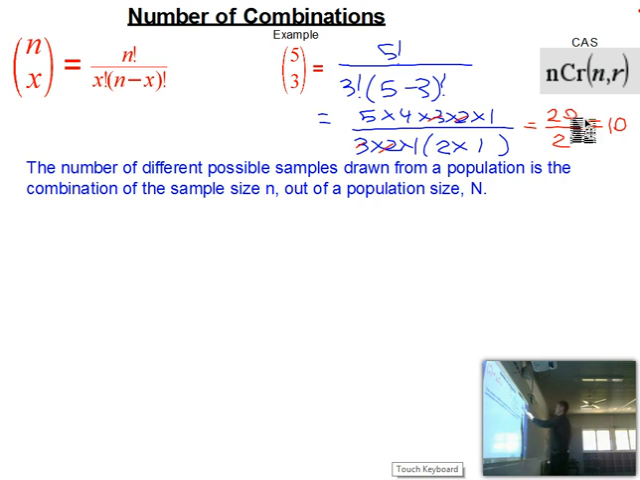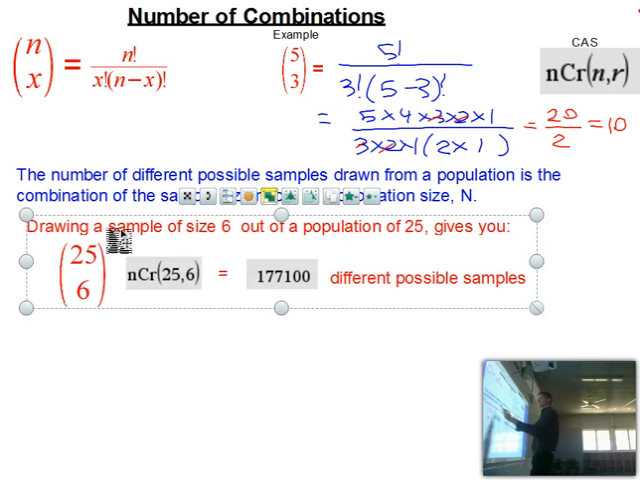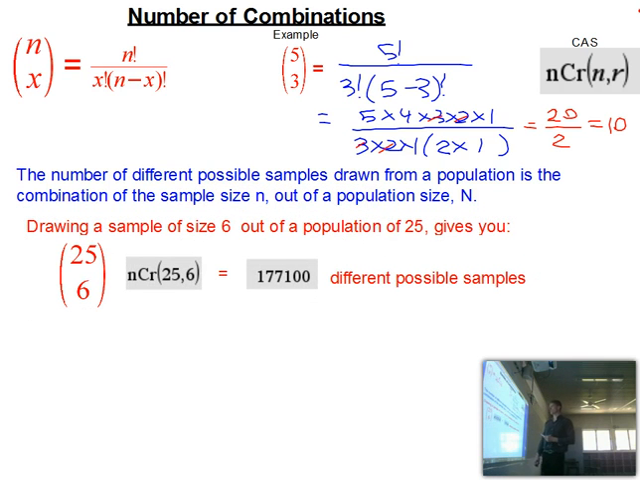Now on the CAS we'll be using this function, nCr, okay, to get our number of combinations. Alright, so let's think about now the number of different possible samples of drawing from a population is the combination of the sample size n out of a population size, capital N.